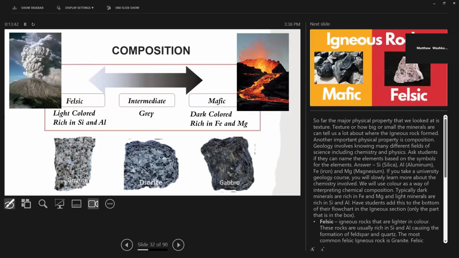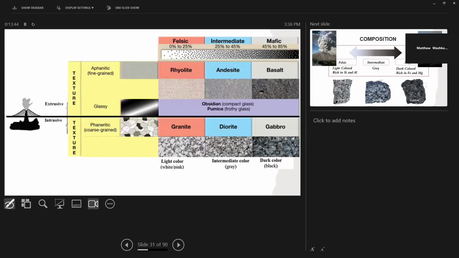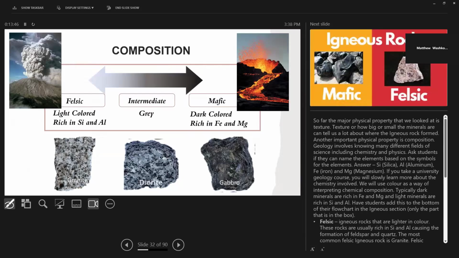All right, so now going into composition. What the hell is this felsic, intermediate, and mafic? What the hell is that? Well, so far we've only looked at texture. Texture, how big or small those minerals are, can tell us a lot. Now, we're going to start looking into the difference between these here.